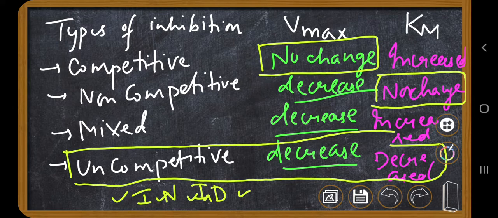And in the first case of Vmax it is very easy, that only in competitive it is going to have no change, and in the rest of the scenarios it is going to be decreased. Done. So this is the scenario. I hope the things are now clear, and you have got the idea of what you have to remember before going to the examination, right?